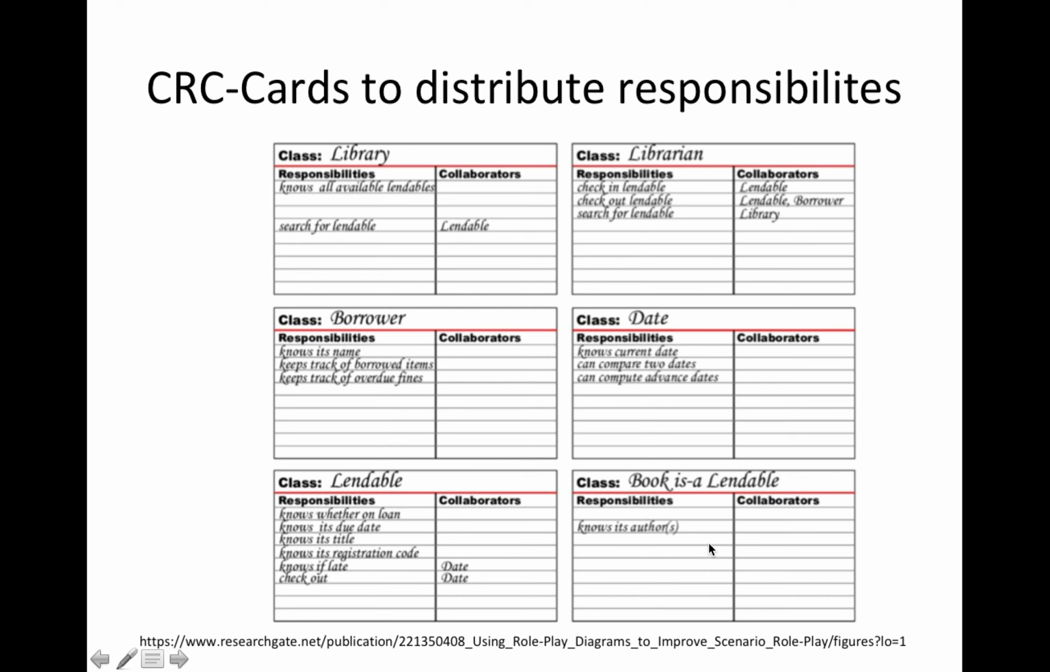Book is a lendable, so it's kind of a subclass of a lendable, if you like. And as you can see, the responsibilities are on the left hand side, and what other classes they collaborate with to carry out this responsibility is on the right hand side. So for example, search for a lendable, it is obviously interacting with a lendable class.